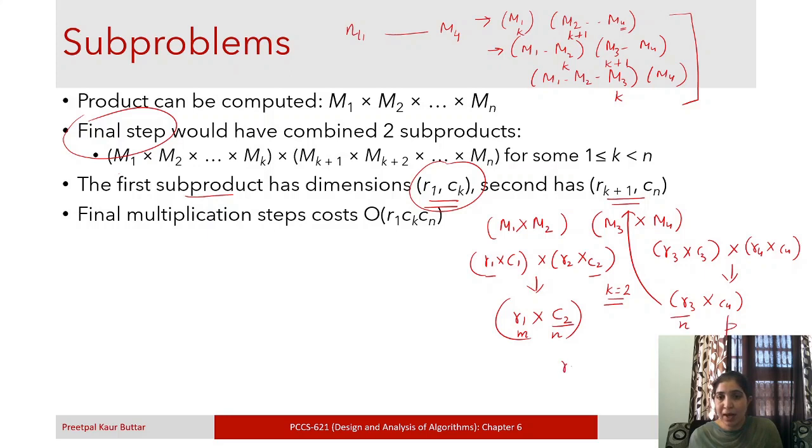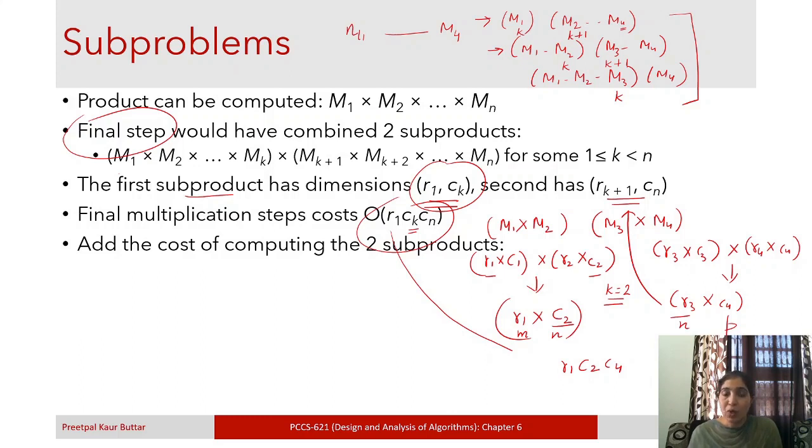So C2 and R3 will be equal to each other, right? So it will be R1 into C2 into C4. So just think, C2 means CK. In general, it is CK, because K is 2 in this particular example. And then Cn means the number of columns in the last matrix. So this will be the cost of your final multiplication step.